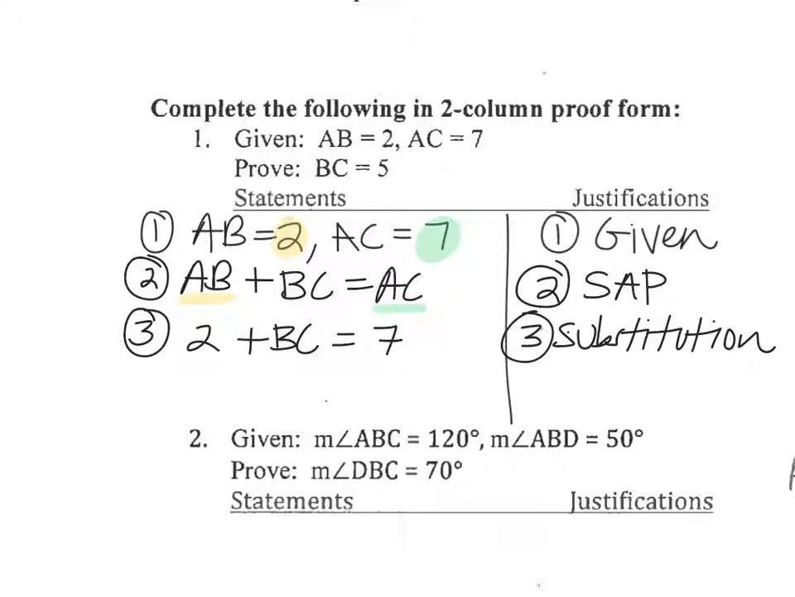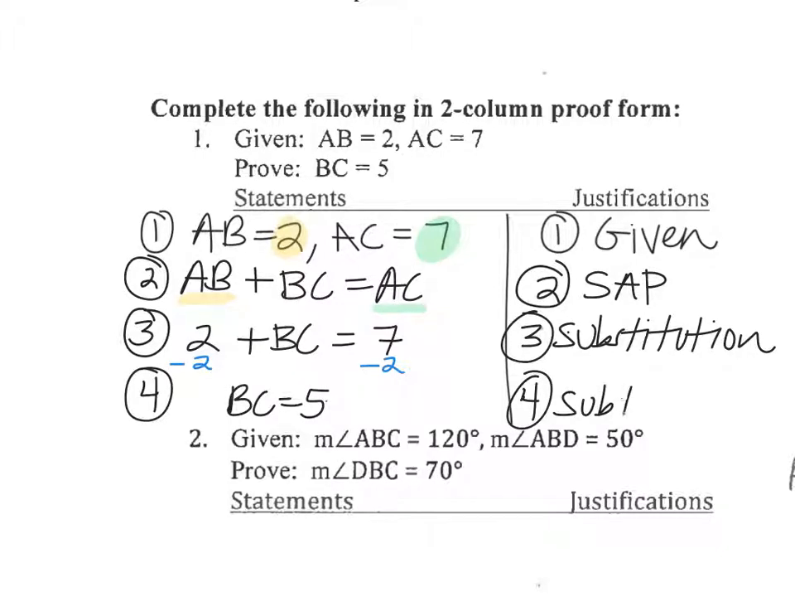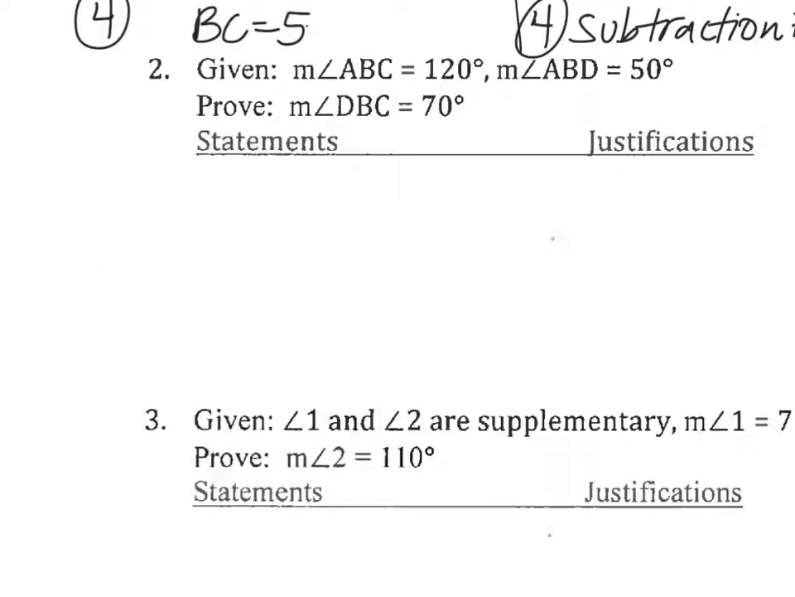You are so close. You have to solve this equation. How can you get BC to equal 5, guys? Subtract the 2. And if you want to show your work for that, that's fine with me, although you do not have to. So step 4, BC equals 5 because of the subtraction property of equality. So we write down our givens, and we make sure we write down that they're allowed because they're given.